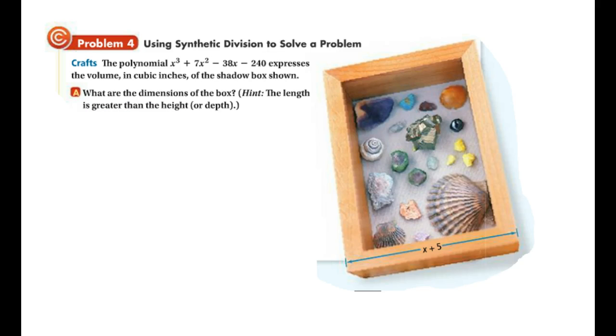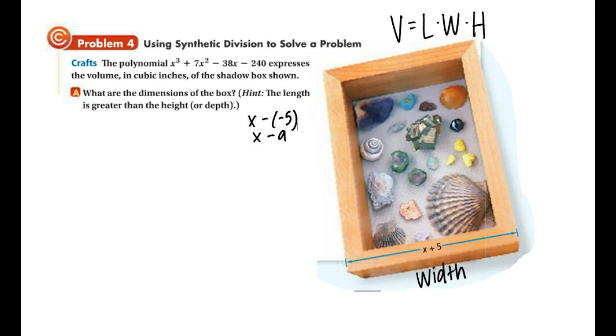In example 4, we are told that the polynomial x cubed plus 7x squared minus 38x minus 240 expresses the volume in cubic inches of the shadow box shown. First thing we need to do is figure out the dimensions of the box. And the hint that we are given is the length is greater than the height, or the depth. The picture at right gives us the width of the box. Remember, for a rectangular prism, the formula for volume is length times width times height.